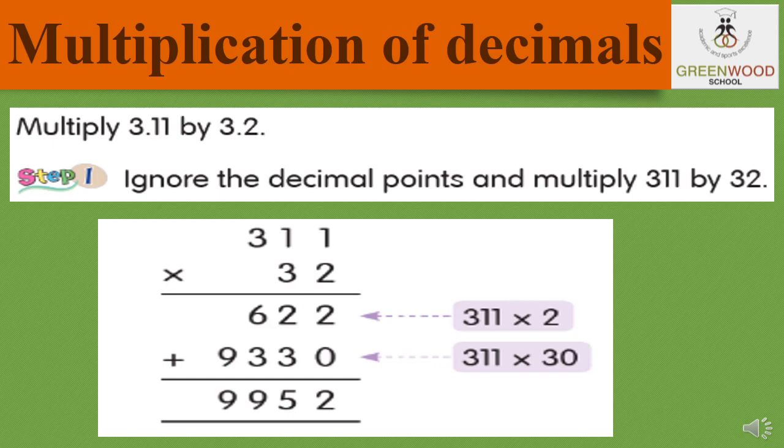First we'll multiply 311 by 2. 2 ones are 2, 2 ones are 2 and 2 threes are 6. Now in the next line in ones place we'll put 0. Now we'll multiply 311 by 3. So 3 ones are 3, 3 ones are 3 and 3 threes are 9. Add both the products. 2 plus 0, 2. 2 plus 3, 5. 6 plus 3, 9 and 9 as it is. So the answer is 9952.